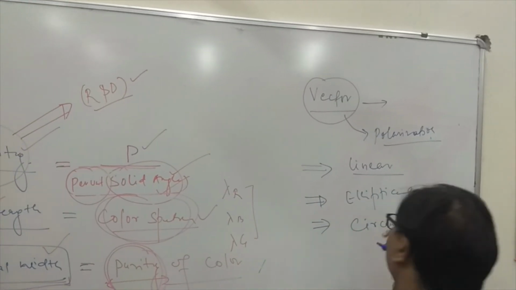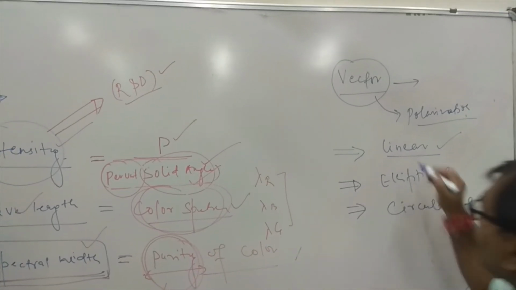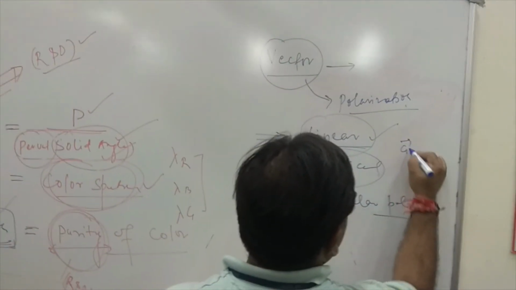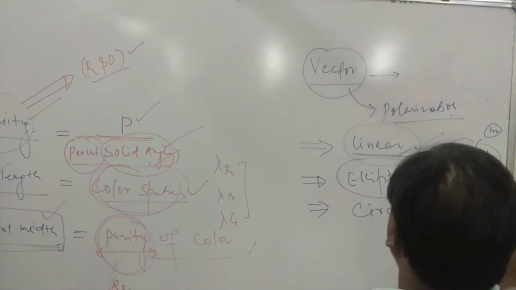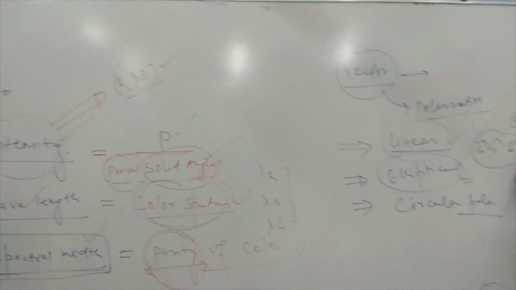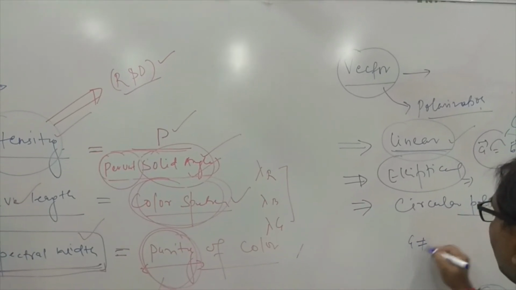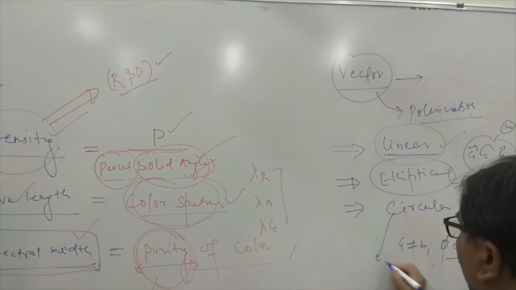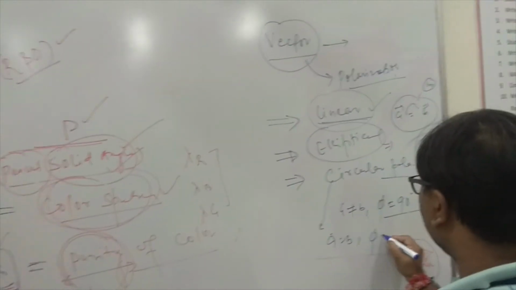Linear polarization is very easy, right? If both magnitudes, vector A and vector B, are equal, but the separation is 180 degrees. I will explain in detail here, because this vector quantity is really important. Polarization is very important. Here for elliptical, A is not equal to B, but the angle is 90 degrees. But in circular polarization, A is equal to B and the angle is 90 degrees, right?